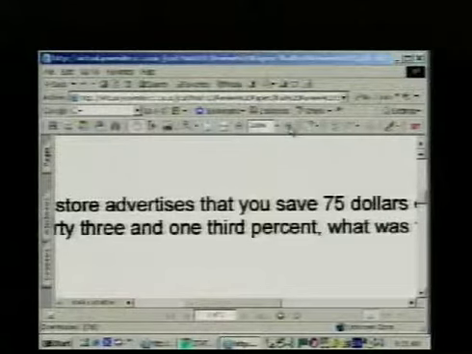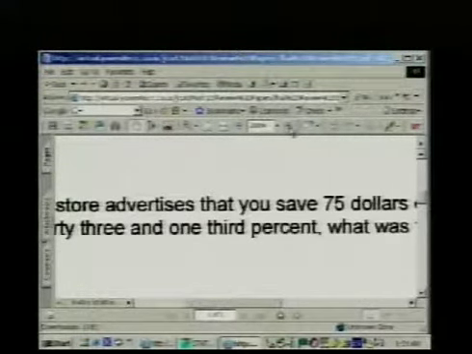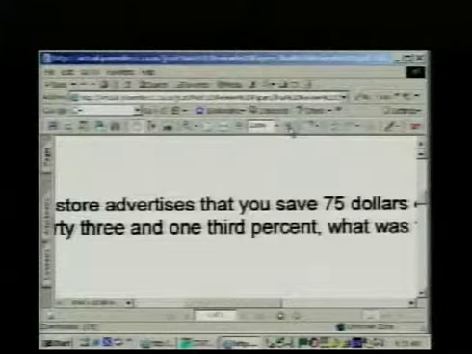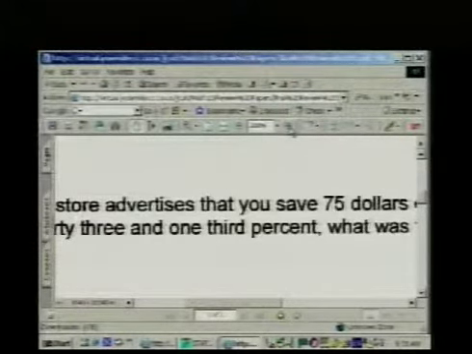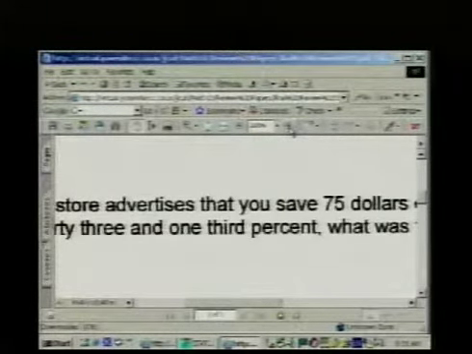So a store advertises that you save $75. Aren't you lucky? And their discount was 33 1/3%. What did you pay for the item? Same formula, right? What's your answer? $225. It is $225. Now let me look at that problem.